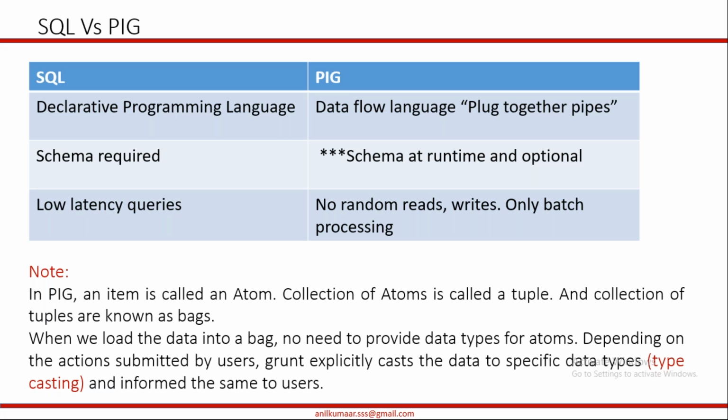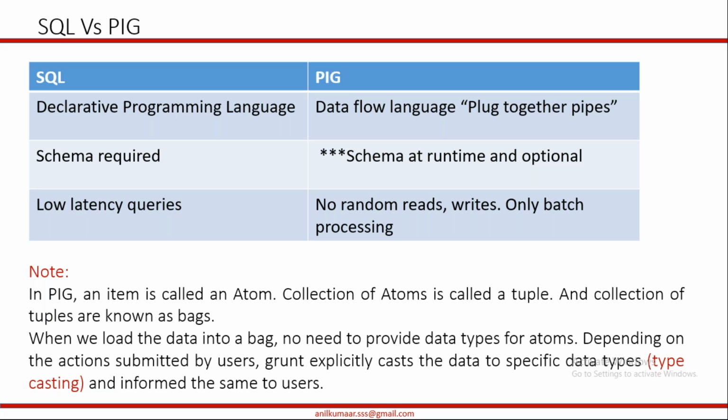In SQL, schema is compulsory and mandatory. Without schema, you can't insert any data. So coming to Pig, schema is purely optional. If you have the schema available, you can just provide it at runtime. It's not mandatory. And SQL is good for low latency queries, but Pig is really not meant for that.